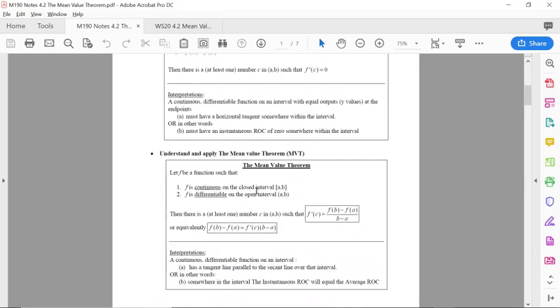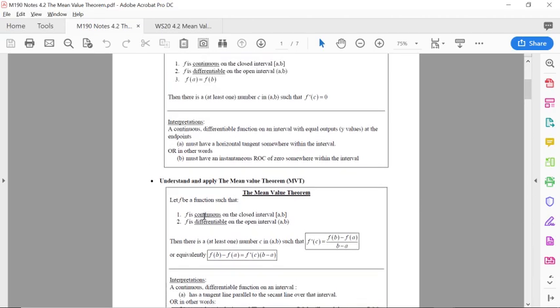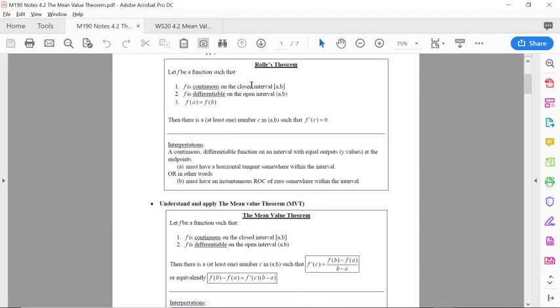All right, now the mean value theorem has conditions that are quite similar, but notice it has 2 conditions instead of 3. The mean value theorem also requires that we have a continuous function on a closed interval, and that the same function is differentiable on an open interval. Those are the same 2 conditions that we started out with for Rolle's theorem. But for the mean value theorem, the starting point and ending point don't have to equal each other. It doesn't matter what the y values are at the beginning and the end.